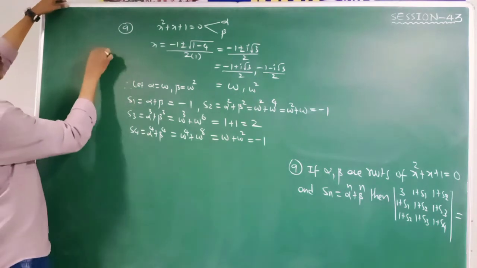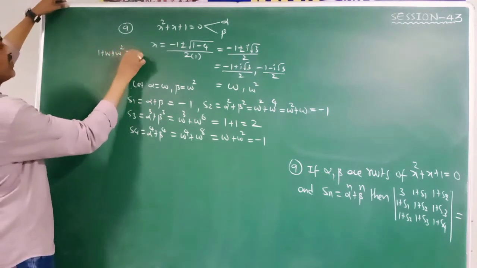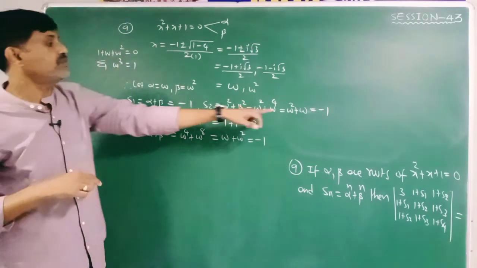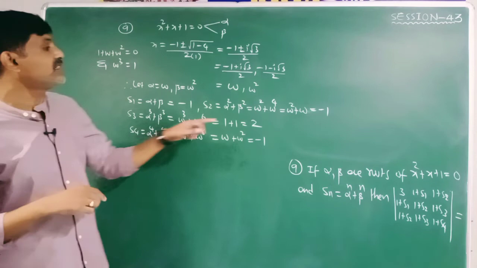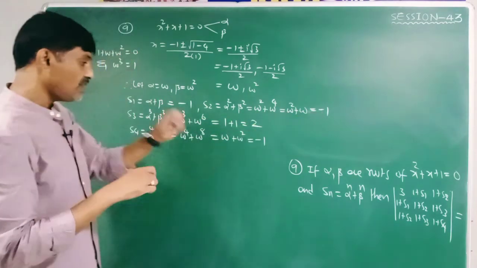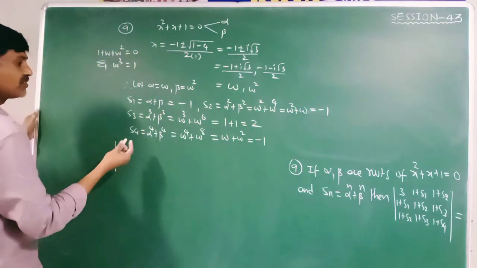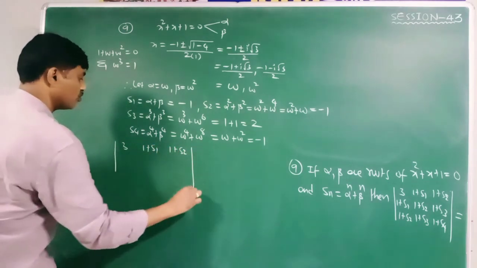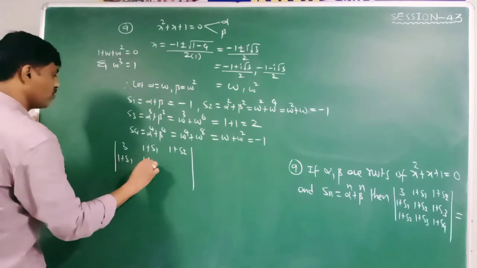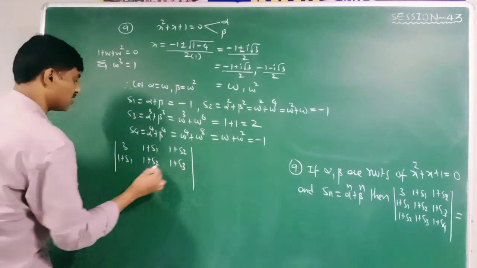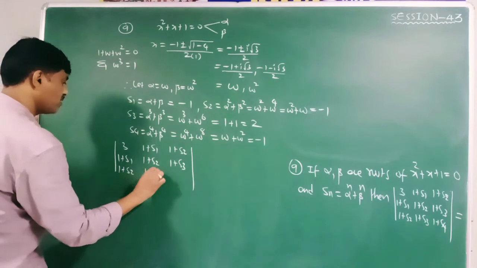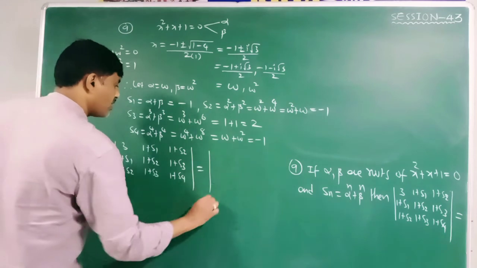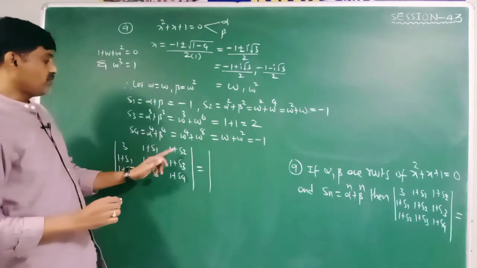Therefore this answer is equivalent to minus 1. You know very well 1 plus omega plus omega square is equal to 0 and omega cube is equal to 1. Here we got omega plus omega square. That's why that answer is minus 1. Now come to our question. Our question is the determinant of 3, 1 plus S1, 1 plus S2, 1 plus S3, 1 plus S2, 1 plus S3, 1 plus S4. Okay, already we know all the values of S1, S2, S3, S4.